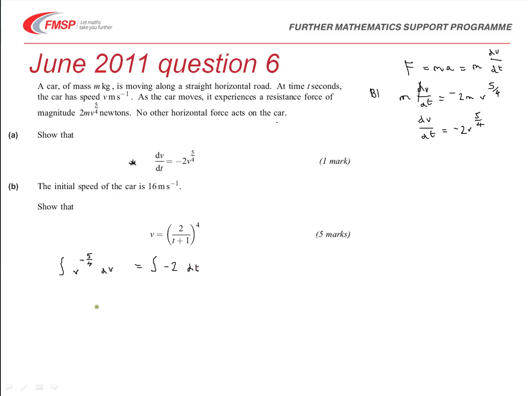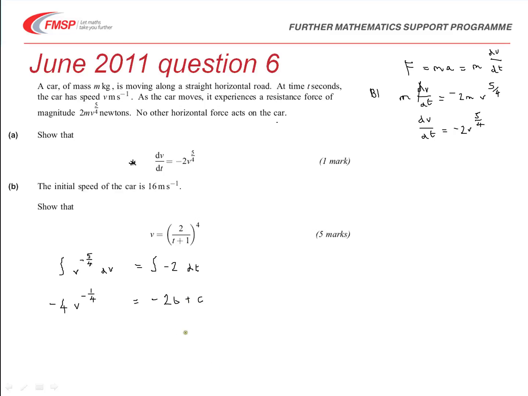We then integrate this. If we increase the power by 1, we're going to get v to the negative quarter, and then we've got to divide by that new power. So dividing by negative a quarter is the same as multiplying by 4, and that will equal minus 2t when we integrate the 2 with respect to t, plus some constant.